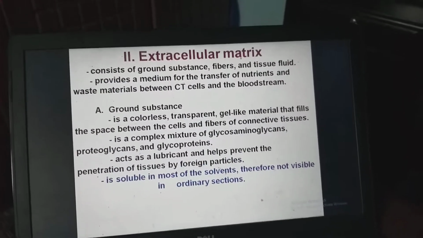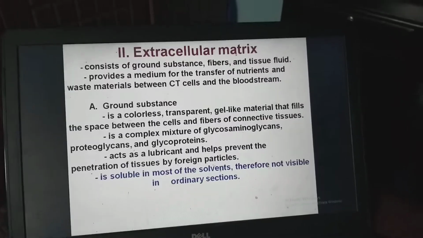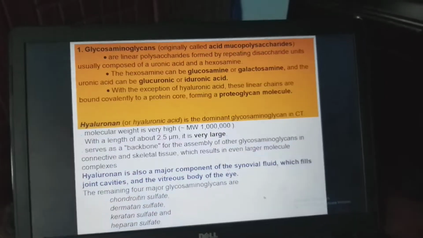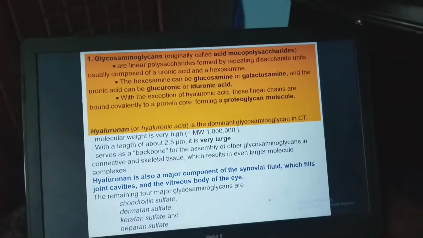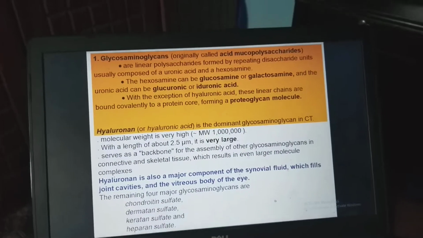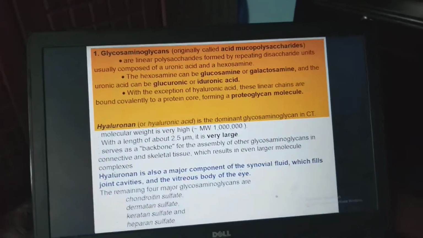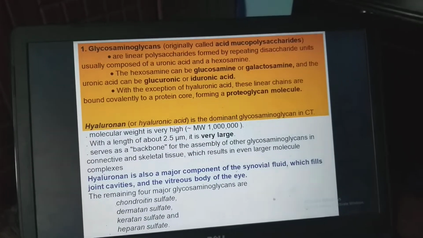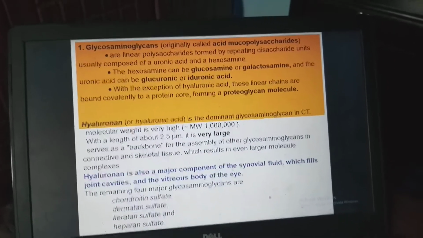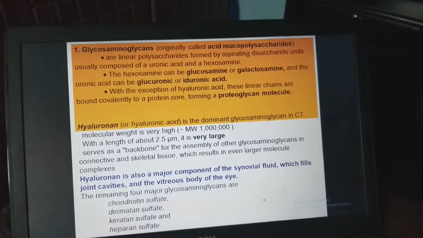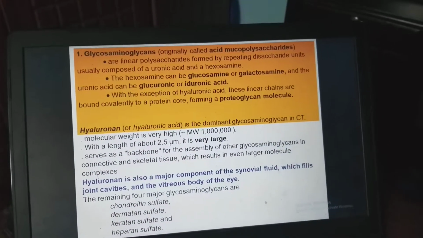The other, it is soluble in most of the solvents, therefore it is not visible in ordinary tissue sections. When we come to the ground substances, three, one is glycosaminoglycans. Previously, it was named acid mucopolysaccharide, which is composed of a linear polysaccharide formed of repeating disaccharide units, usually composed of uronic acid and hexose.